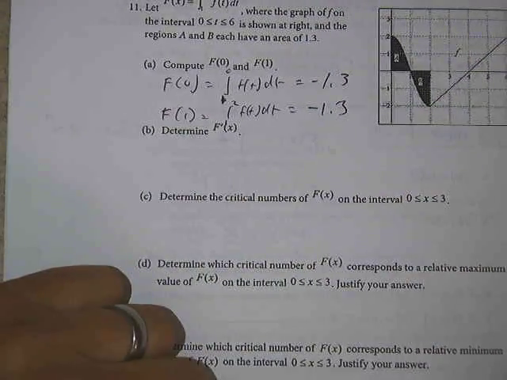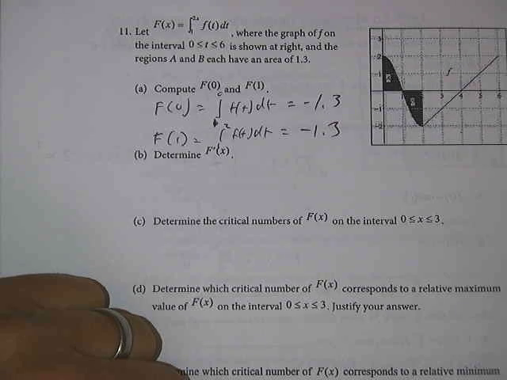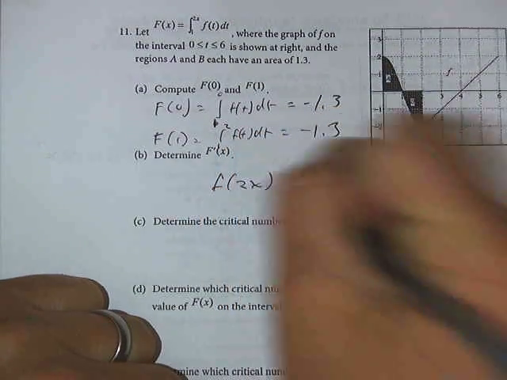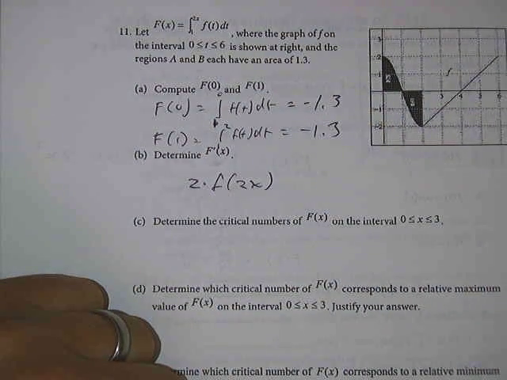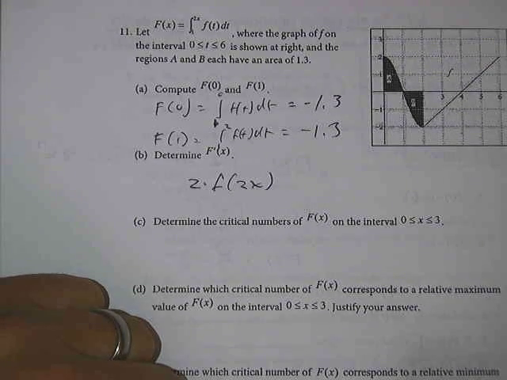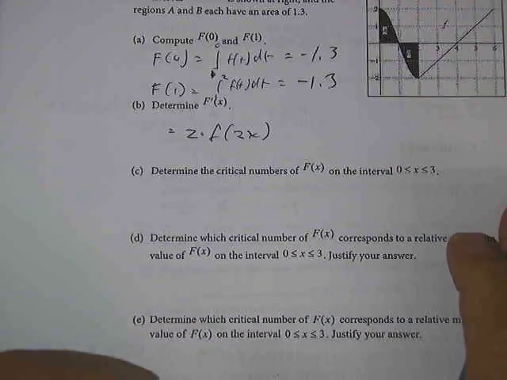The next part says determine the derivative of big F, and we know that we have an integral defined function, so the derivative is the integrand evaluated at the upper limit times the derivative of the upper limit. So ultimately the integrand evaluated at the upper limit would be f of 2x times the derivative of the upper limit, which is 2. So that should be our derivative of our big F function. Again, fundamental theorem: the integrand evaluated at the upper limit multiplied by the derivative of the upper limit. Simple as that. Questions on finding the derivative of big F?